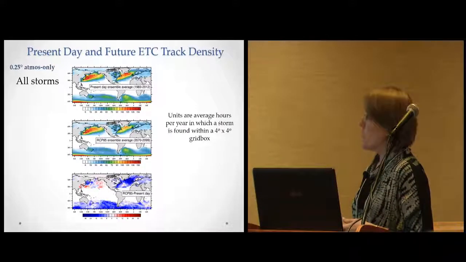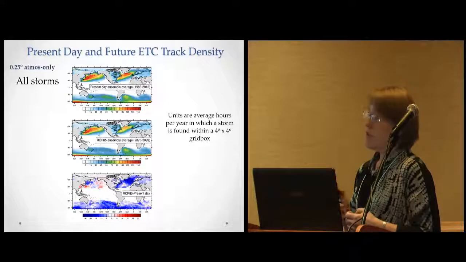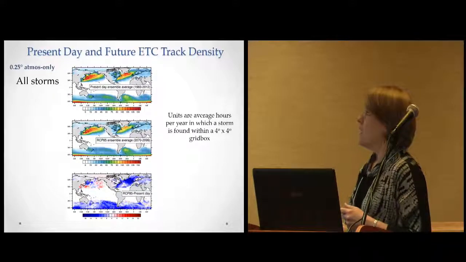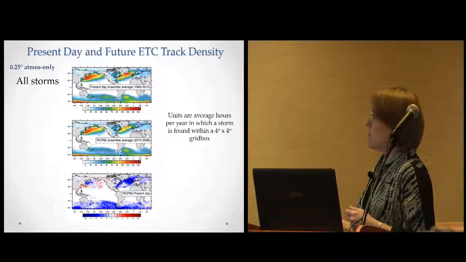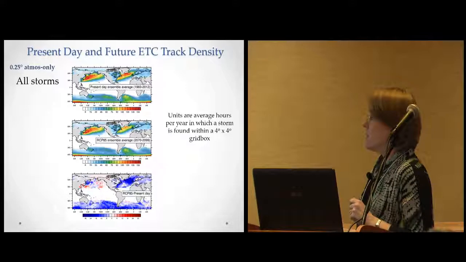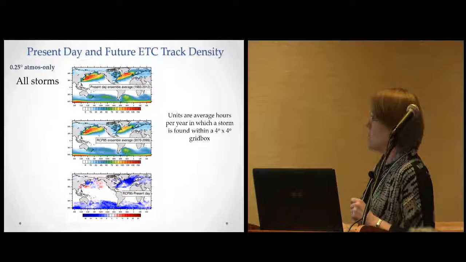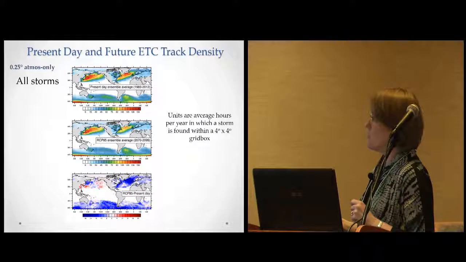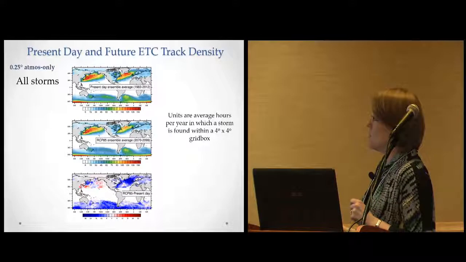This is what we call track density. It's the average hours per year that a storm spends in a 4x4 grid box. On the top here is present day, the middle is the future high warming scenario, and the bottom is the difference between the two. So even between these two plots, you can see in the storm track regions that there's a decrease in the future from present day. And you can also see that in this plot.